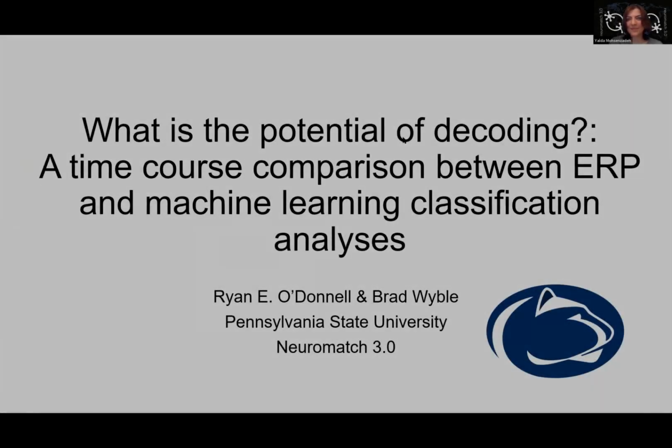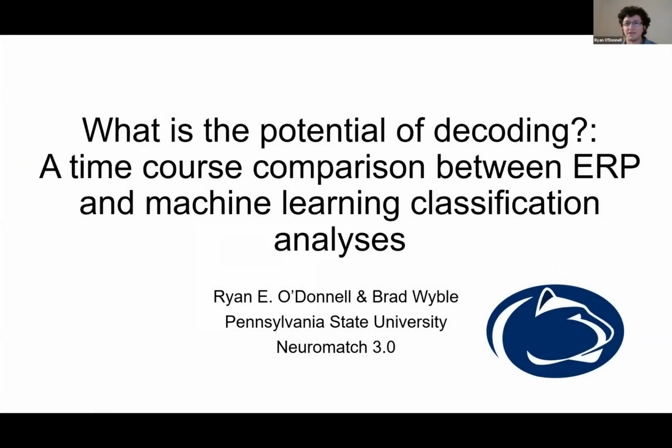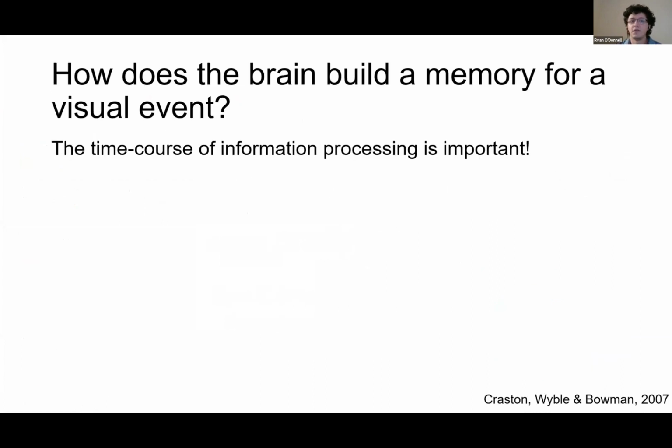Okay. Hi, everyone. My name is Ryan, and today I'm going to be talking about two different analysis techniques performed on a similar task, and what we can learn about the time course of information processing through both ERP and machine learning classification analyses. But first, I want to outline the cognitive theory underlying our questions. So how does the brain build a memory for a visual event?